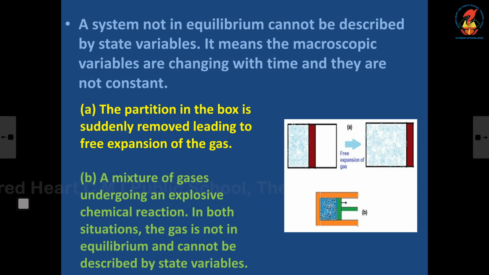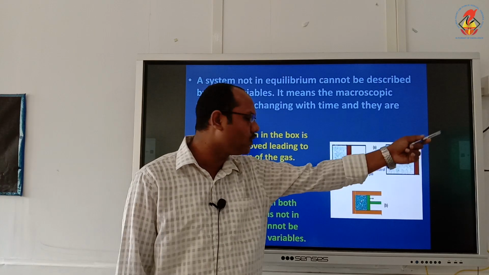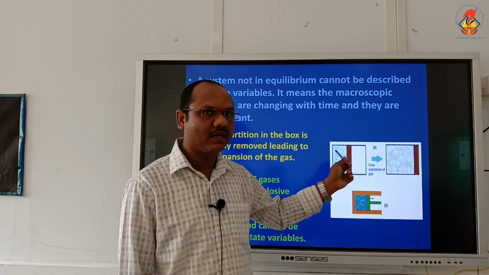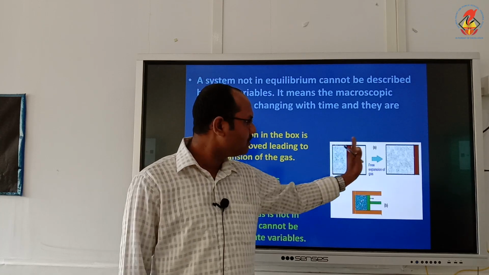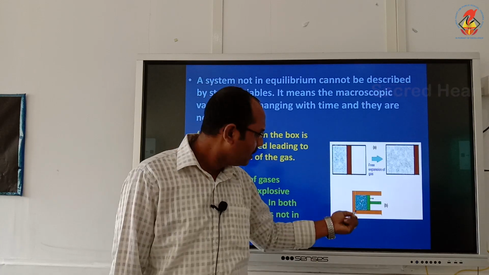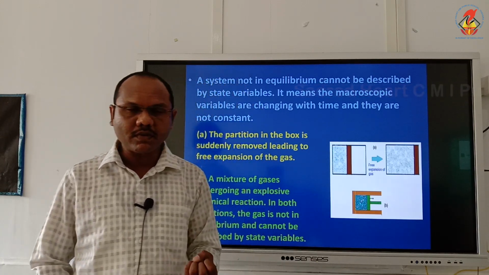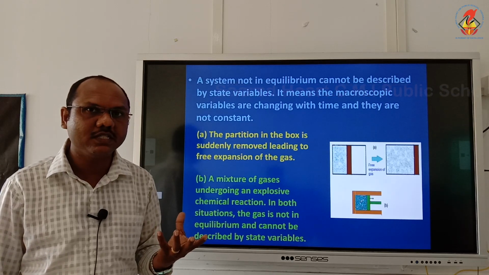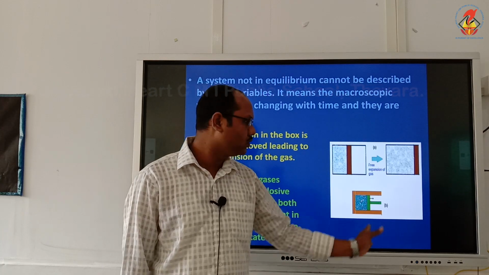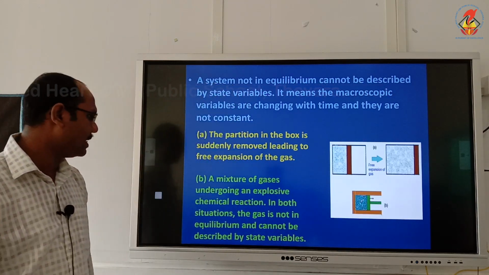Now, second one, a mixture of gas undergoing an explosive chemical reaction. During an explosive chemical reaction, the piston will be forcefully pushed by the energy of this reaction. In the first case, the gas is not forcefully pushing it, I am just removing the partition to that side so that the gas can freely expand. In the second figure, due to the explosive chemical reaction, the force of that reaction pushes this piston towards the right and the gas expands.